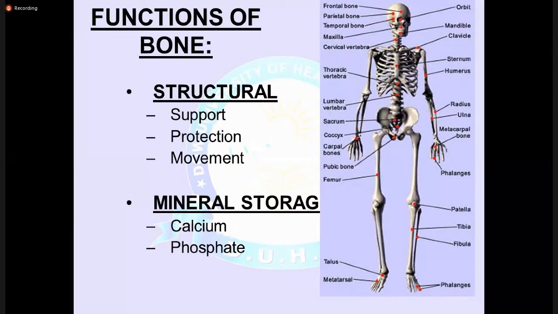Again, if we consider the metabolic function, bones play a very important role in the metabolism and homeostasis of calcium and phosphate in the body. Then the hemopoietic function: the red bone marrow in the bone is the site of production of blood cells. So, these were the main functions of the bones.